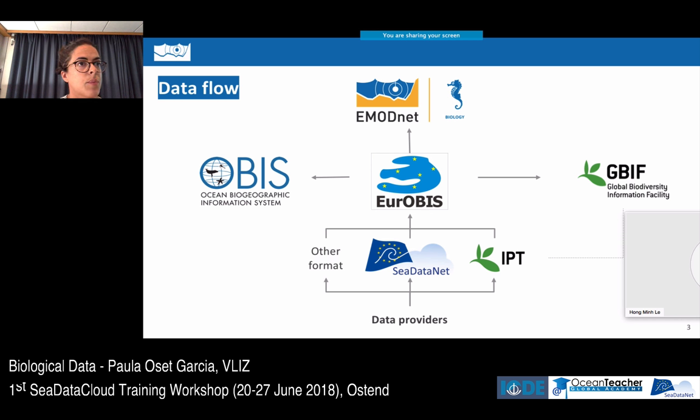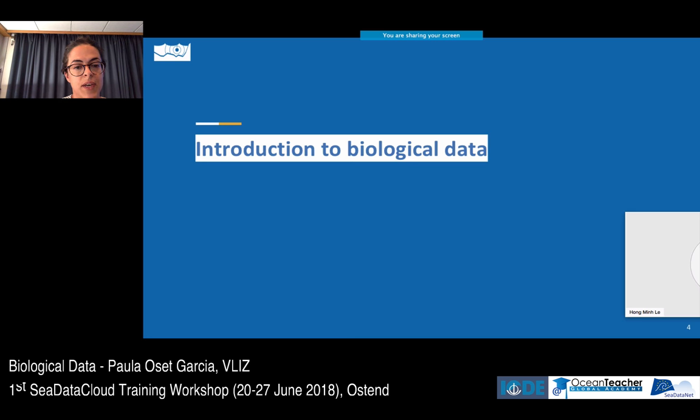That will flow to the EuroBIS database, which is a European node of OBIS, a larger, global biodiversity initiative for ocean data. And that can also flow to GBIF, which is another global initiative for biodiversity data, but that also includes terrestrial data. From the European node of OBIS, the data will also flow to EMODnet Biology. So that's a bit how it works. And you are, of course, probably providing data either through SeaDataNet or some other means.